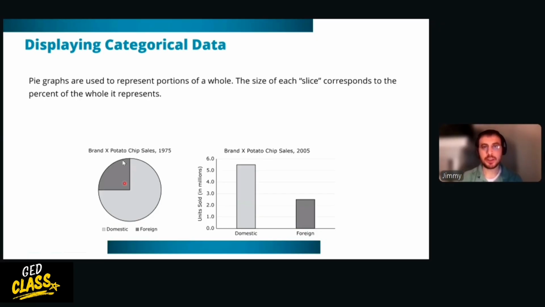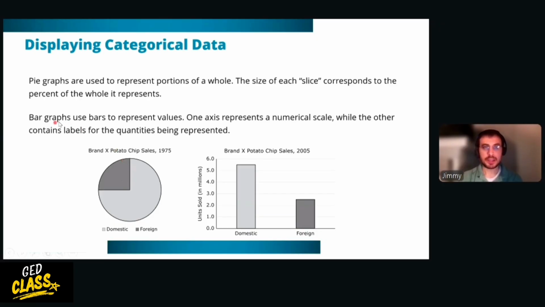That's pie graphs. Bar graphs, as the name suggests, use bars, like these two here in the right-hand graph, bars to represent values. One of the axes has the labels for the quantities being represented. So here we have domestic versus foreign. And then the other axis gives us the numerical scale. So the values here look like number of units sold in millions, millions of units sold for brand X potato chips, domestic versus foreign. Notice that this is a different year now, 2005.